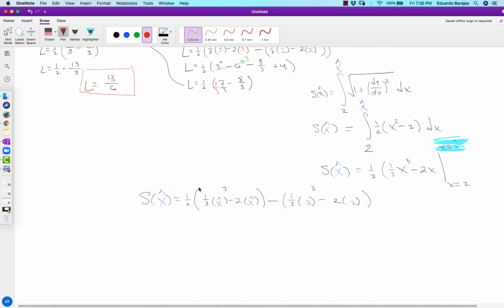Good. And so this has an x hat here and an x hat there. Okay, so the half applied to all of it, so let's make sure that it's clear. So s of x hat is equal to 1/2 bracket. There's nothing we can simplify there. That'll be 1/3 x hat cubed minus 2 x hat minus, and that'll be 8/3 plus 4 inside these brackets, and we have our x hat here, x hat there, x hat there. And now to simplify this, we distribute the 1/2.